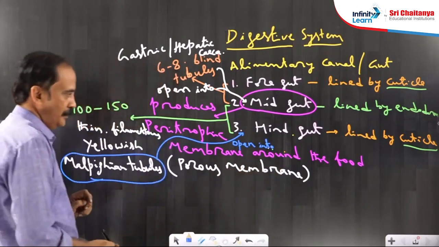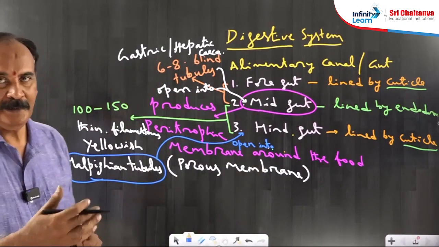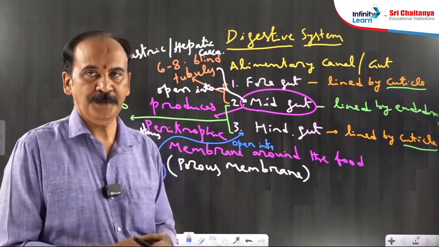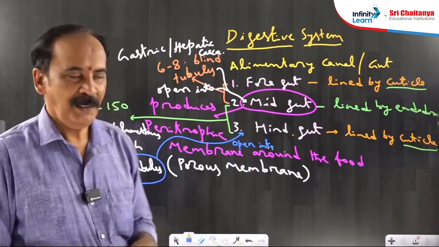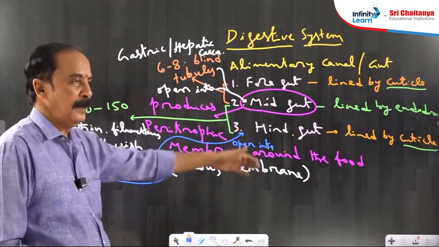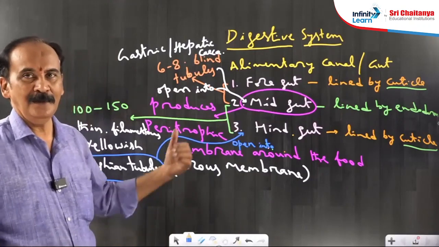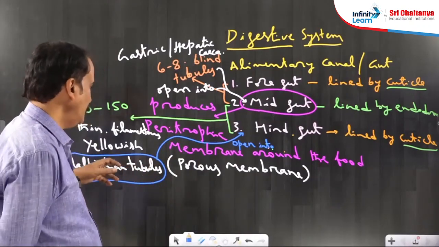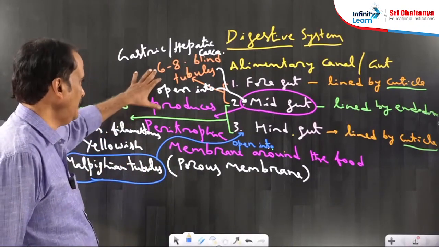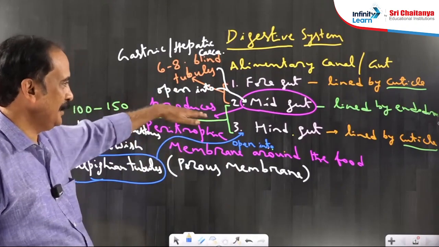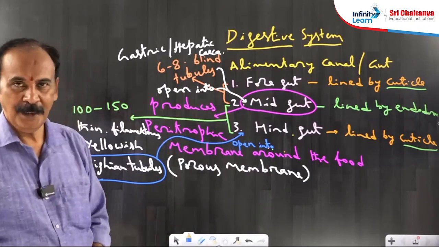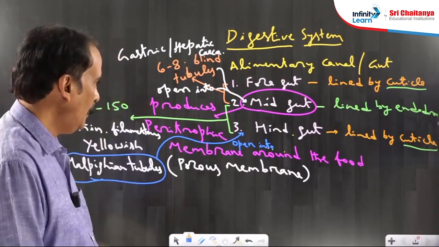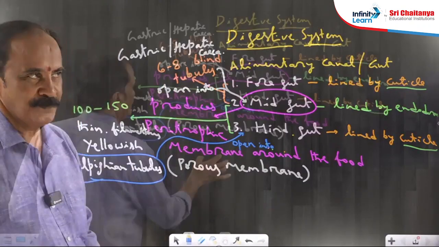Malpighian tubules, as you know, will be collecting the nitrogenous waste from the blood or from the hemolymph, and it gets released into the first part of the hindgut called the ileum. So these are the things you need to remember related to the gut as such: the three structures connected with it, and where they open.